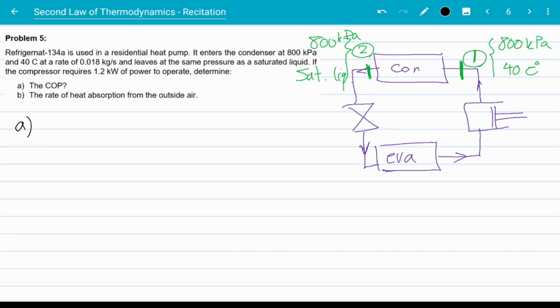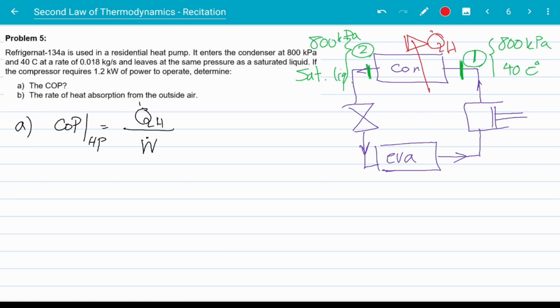Now for part A, COP of a heat pump is Q dot H over W dot. Now, on this cycle, where is Q dot H? Heat pump rejects the Q dot H into the area that we want to keep warm. The working fluid loses its energy in the condenser. So Q dot H actually happens here. This is where the fluid cools down and rejects the heat into the house or whatever.